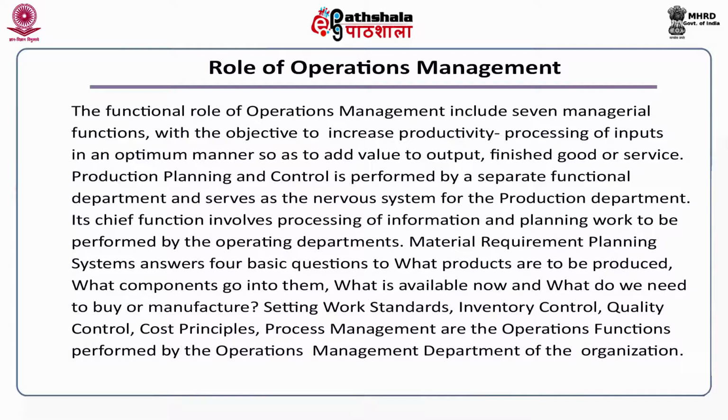Materials requirement planning system answers four basic questions: what products are being produced, what components go into them, what is available now, and what do we need to buy or manufacture. Setting work standards, inventory control, quality control, cost principles, and process management are the operational functions performed by the operations management department of the organization.